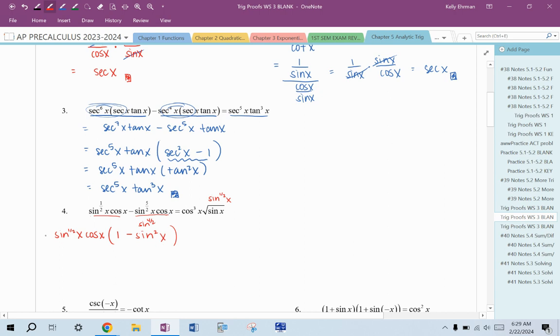And 1 minus sine squared is cosine squared. So we have sine to the 1/2 x times cosine x times cosine squared x. And just to copy this side, so that is cosine to the 3rd power x if I multiply those together. And the sine to the 1/2 can be rewritten as square root of sine x.